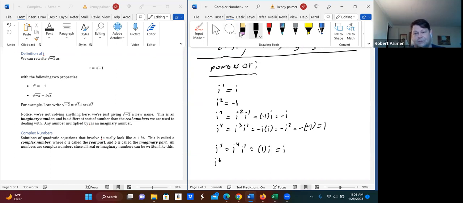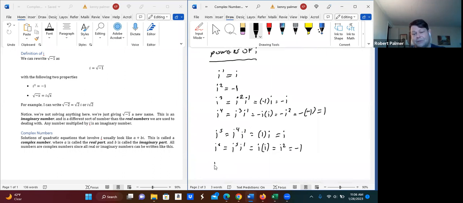Now i to the 6th is i to the 5th times i to the 1st. We just learned that i to the 5th is i, and then i to the 1st is i. So we have i squared, which we know is -1. Hopefully you start to see a pattern here. i to the 5th is the same as i to the 1st. i to the 6th is the same as i squared. So we might expect that i to the 7th will be the same as i cubed, and as we'll see, it is.